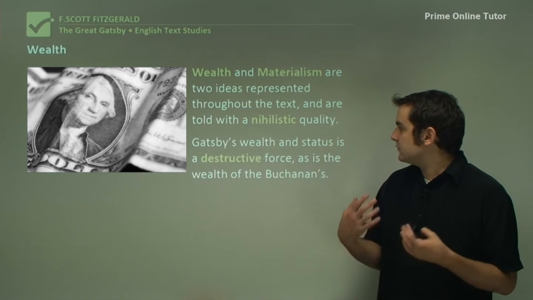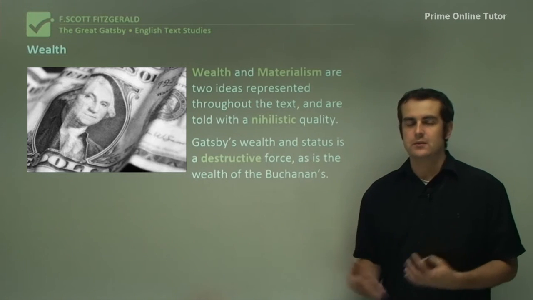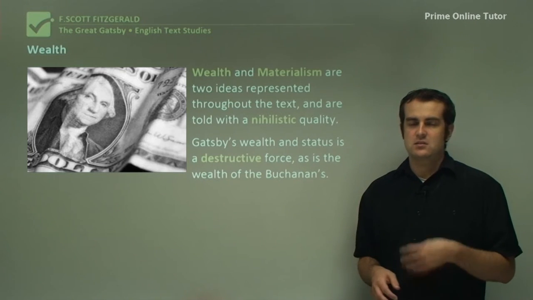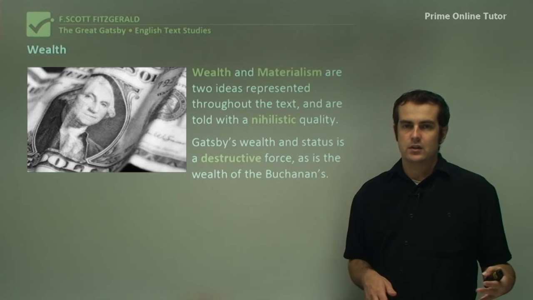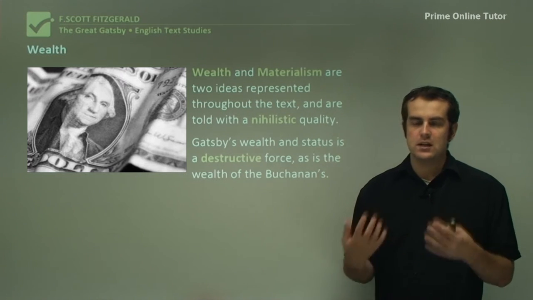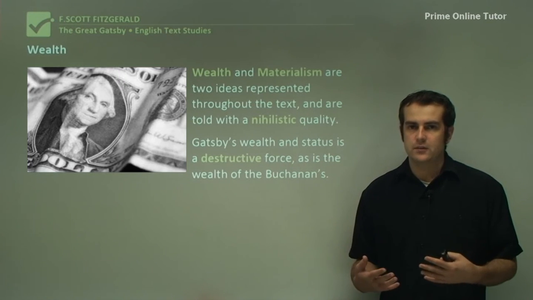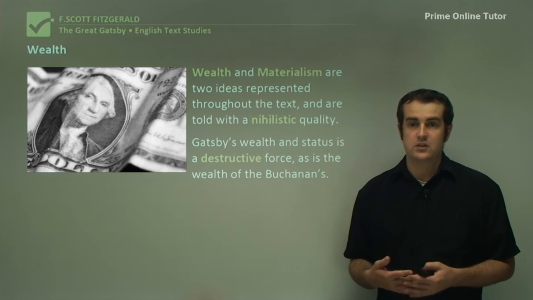This wealth and status, particularly in Gatsby, is a destructive factor. It leads to his death. This almost buying what he wants, the fact that his wealth allows him to connect with Daisy, is something that is quite destructive, and it does eventually kill him, literally.